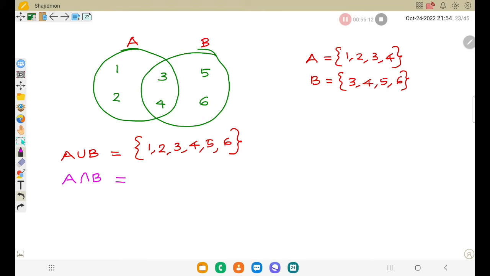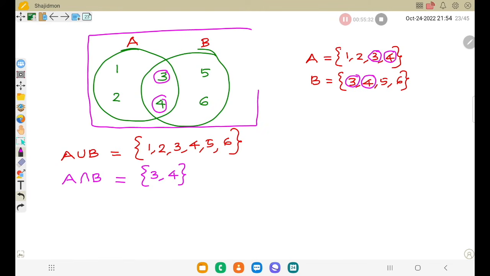Common numbers, correct? What are the numbers common? See, 3 is in both, 4 is in both. So what is the intersection? 3, 4. That means the numbers coming here are 3, 4. This is the intersection. Now next what we need to do is, we have the universal set here.